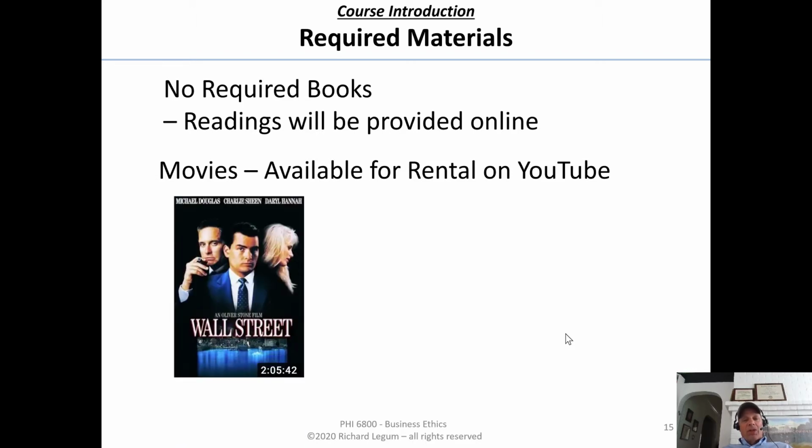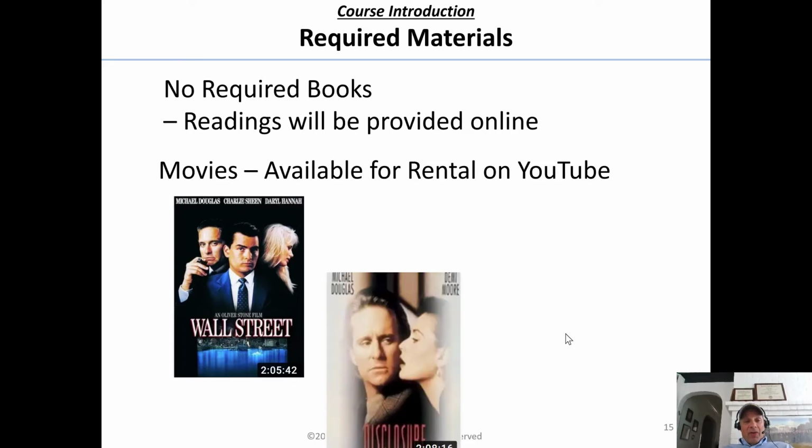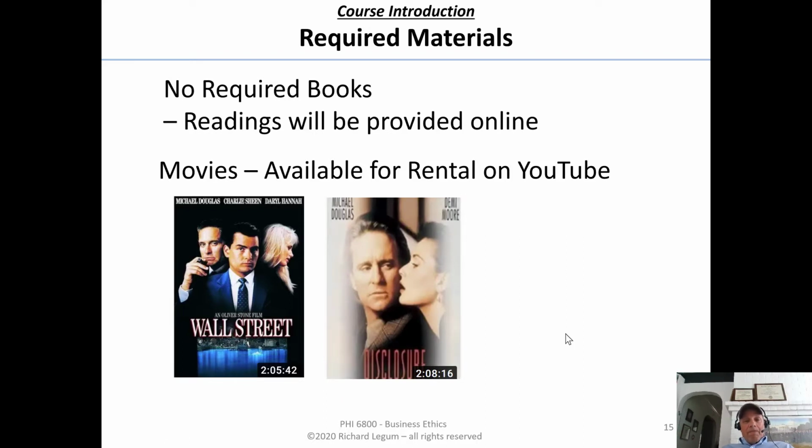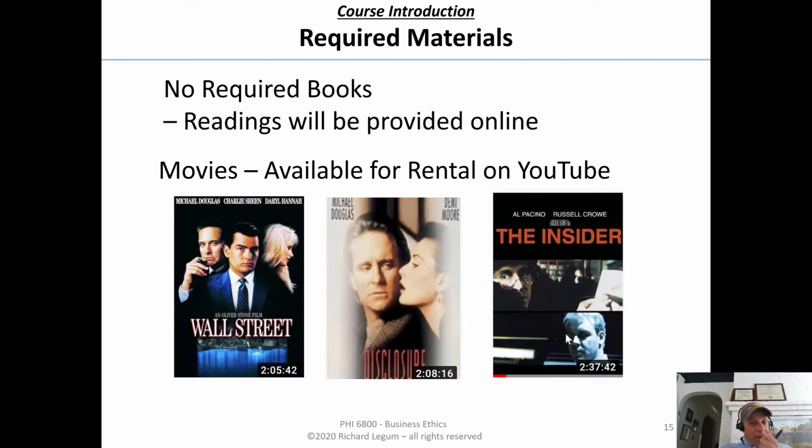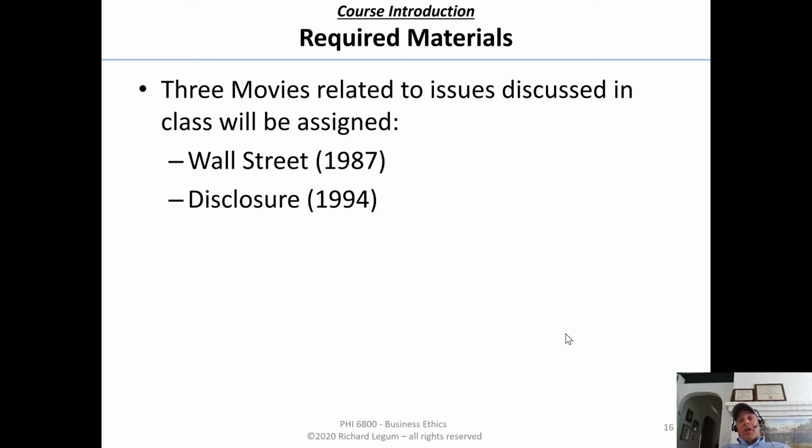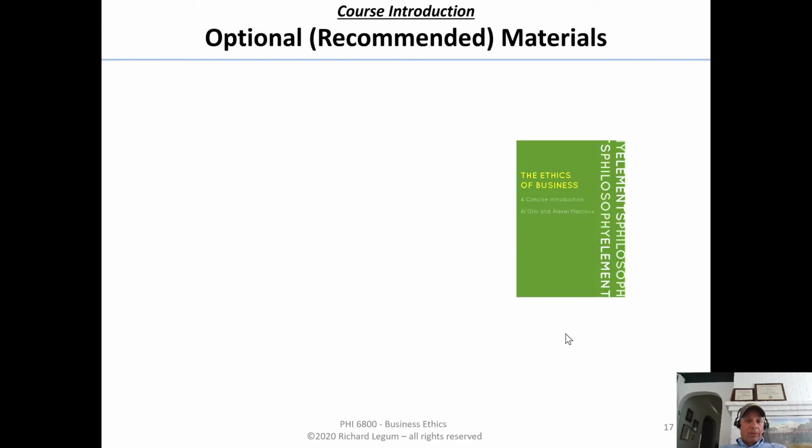The ones that we're going to be talking about are the movie Wall Street, a 1987 movie starring Charlie Sheen and Michael Douglas. You might have heard of both of them, fairly famous movie stars. The movie Disclosure is about sexual harassment. Michael Douglas is in that movie again. And the movie called The Insider is about whistleblowing in the tobacco industry. These are great movies. They provide great examples for us to understand the moral issues that come up in the practice of business, and expect to watch these movies, take notes on them, and understand them pretty well.